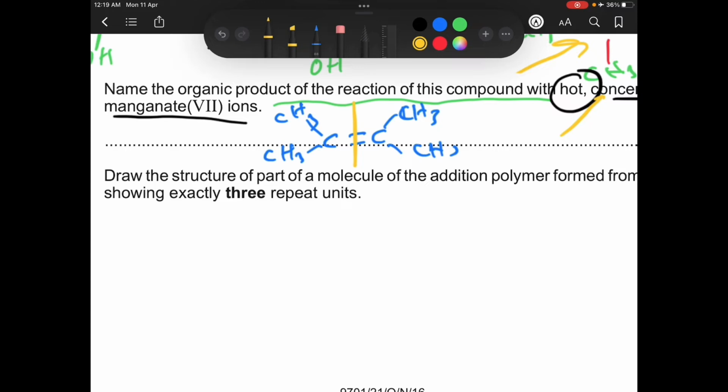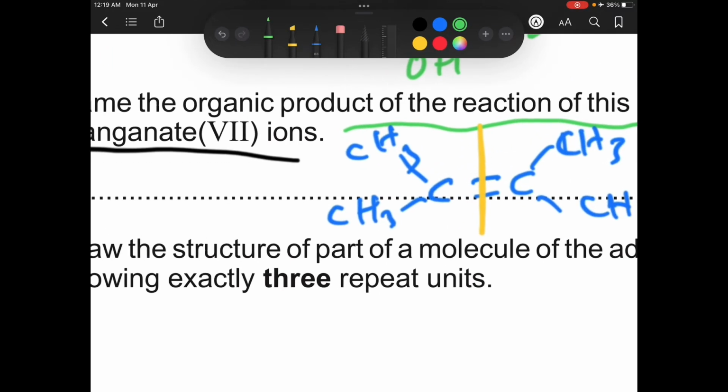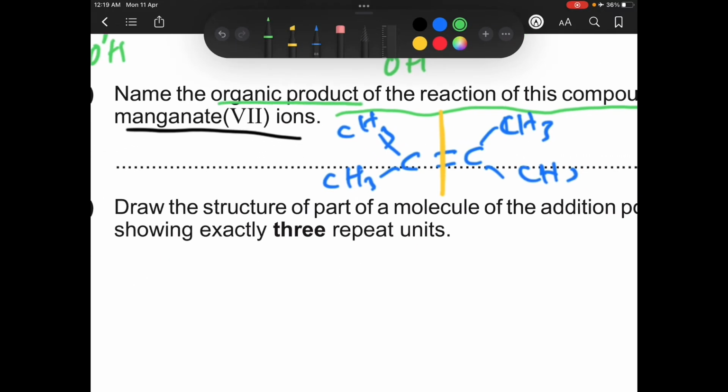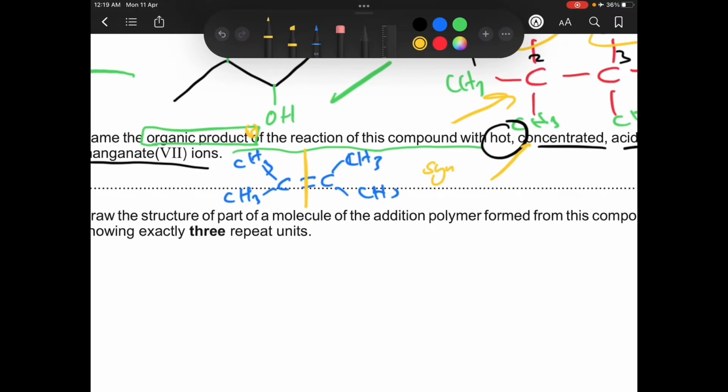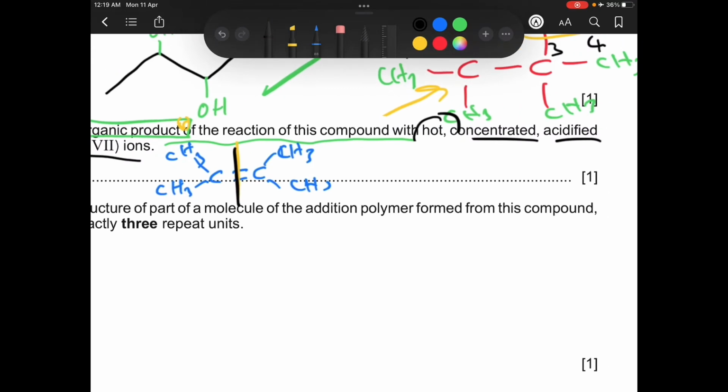Put in your mind, the question is asking you about the organic product. It doesn't say organic products, which means that your compound is symmetrical. First of all, you will break the bond, and then you will add oxygen in here. So you will have C, you will draw this part in here as it is, CH3, CH3, and you have a double bond in here.